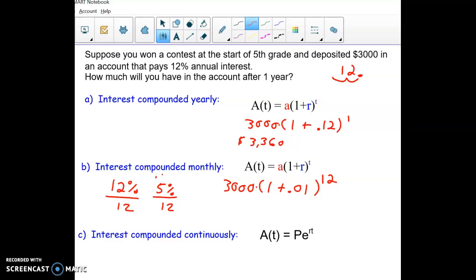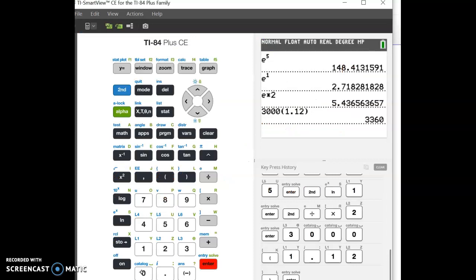Obviously, you have to do the decimal divided by 12, but that's what you're going to use here. Okay, so we're going to get something slightly different than we did here, and we're going to see if it's better or worse than before.